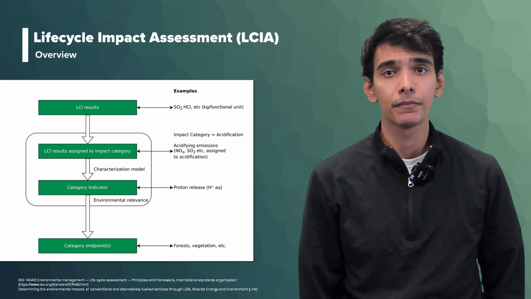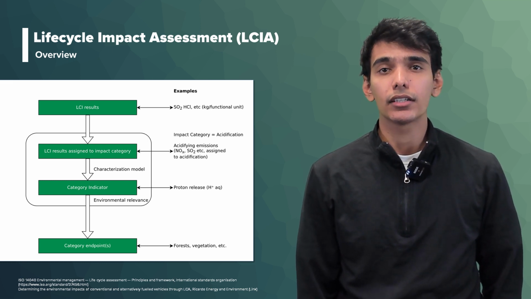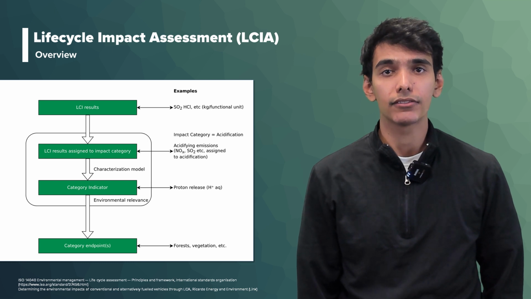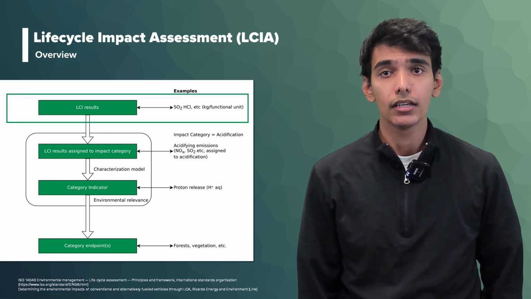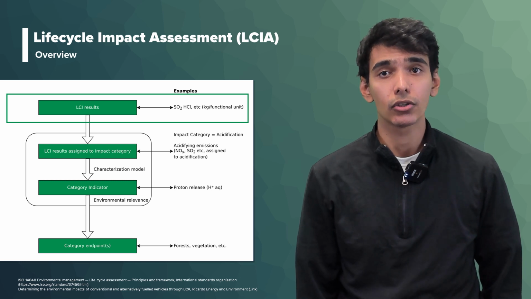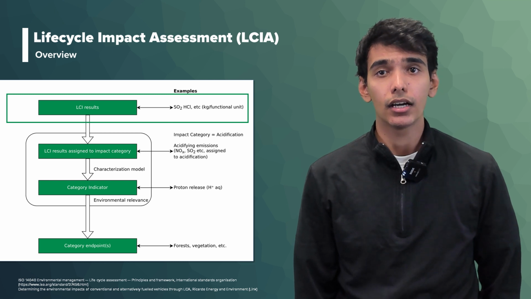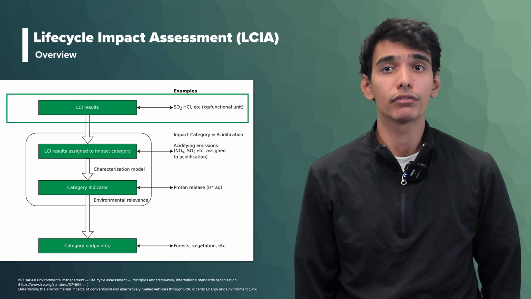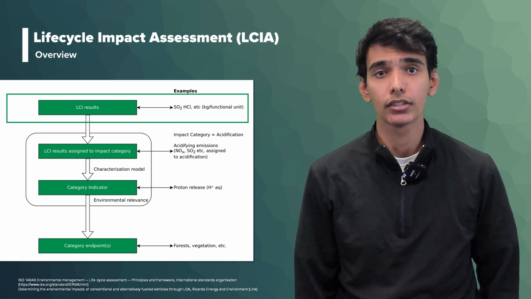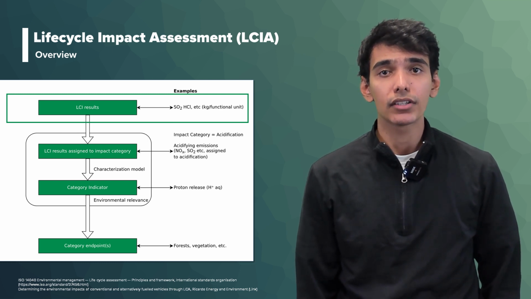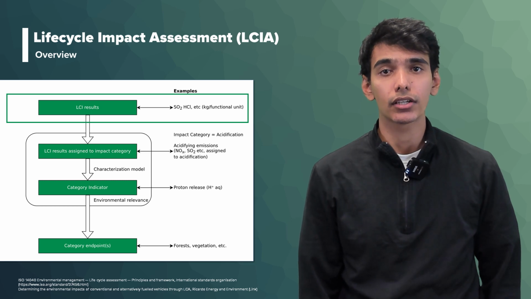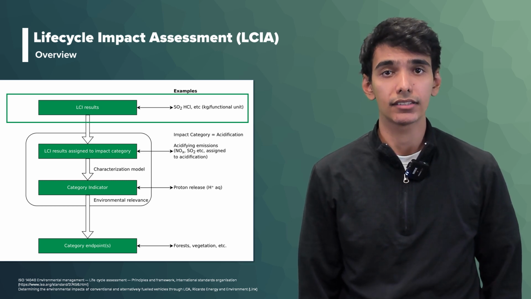small example. So we start off exactly where we stopped. So we have the LCI results. These can be sulfur dioxide or hydrogen chloride emissions coming from your product system. This can be computed, for example, as kilograms per functional unit of your product. And so given this LCI result, you then go into the main part of the LCIA.